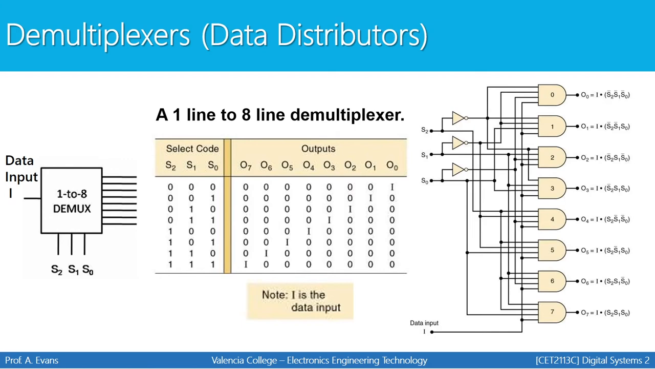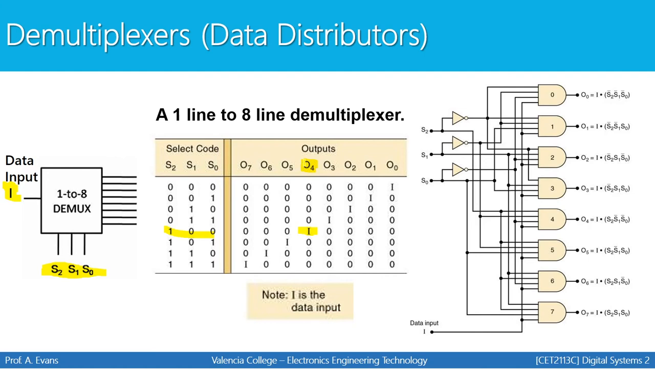So here's an example of a 1 line to 8 line demux. You have one piece of input data, or one place for data to go in. You have 8 possible places for the data to come out of. Which line will be active is all up to the select inputs. So if select was 100, then your input data I would be seen on output number 4.